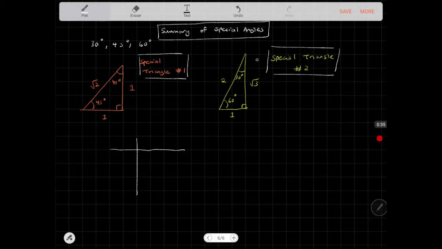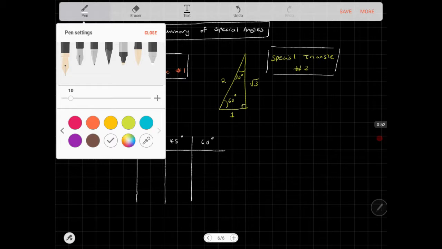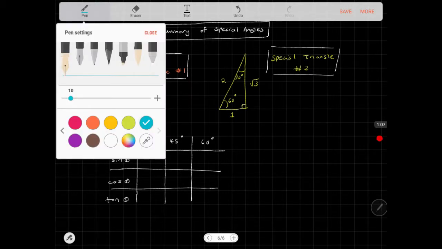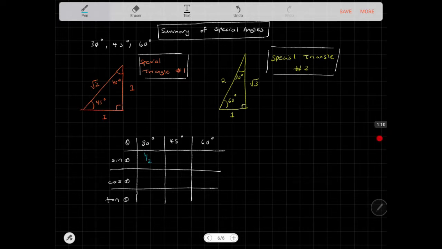I'm just going to construct this, where we have theta on top: 30 degrees, 45 degrees, and 60 degrees. Then we have sine theta, our sine function, cosine theta, our cosine function, and tan theta. We showed that sine 30 was the value of a half, sine 45 was square root 2 over 2, and sine 60 is square root 3 over 2.